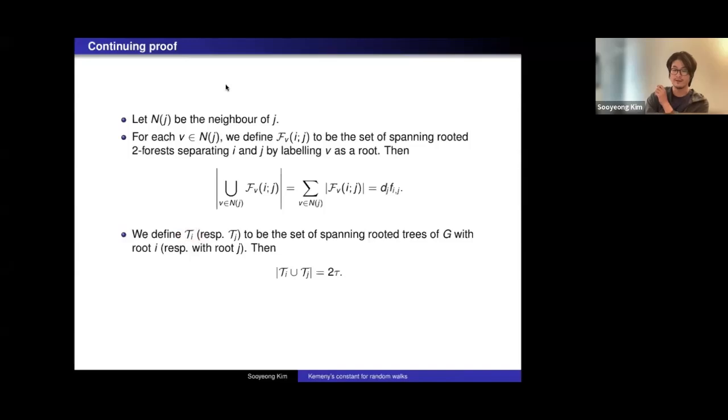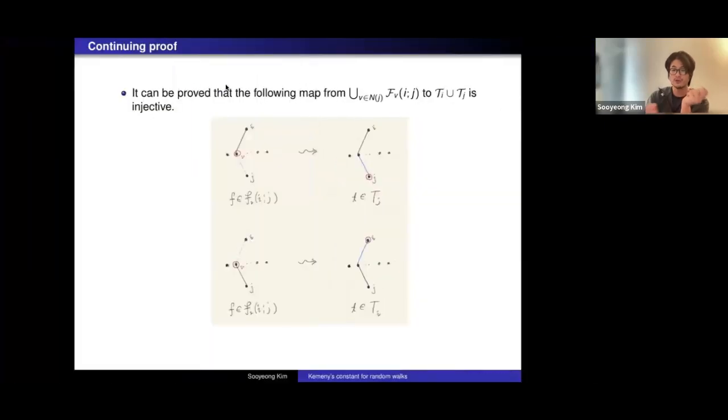And then root, if you assign your root as j, then it's going to be tj. So obviously they are a disjoint union, and then the cardinality is 2 tau. So the remaining thing we have to do is find the injection map between these two combinatorial objects. So this is the map.